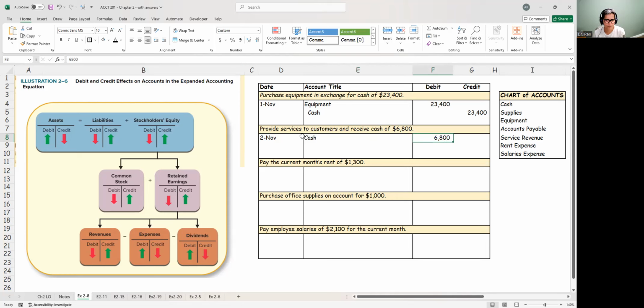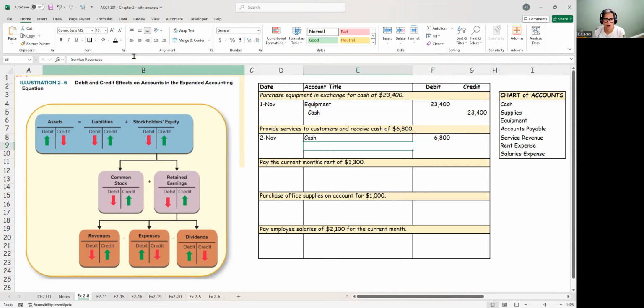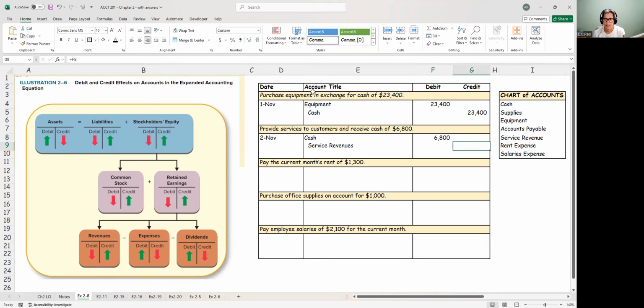Where did I get the money from? I got it from customers. Why did they give me money? Because I did the job. When I do the job, provide the service, I have earned revenues. My revenues go up, which means I need to credit it. So revenues will be credited, 6,800. Now I use the word revenue, but here I wrote service revenue because the problem told me to use the word service revenue. Make sure you have that word revenue.